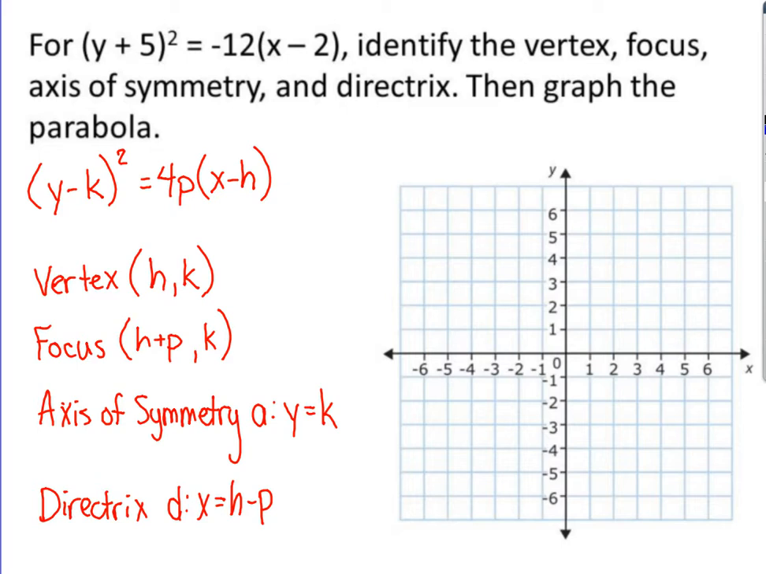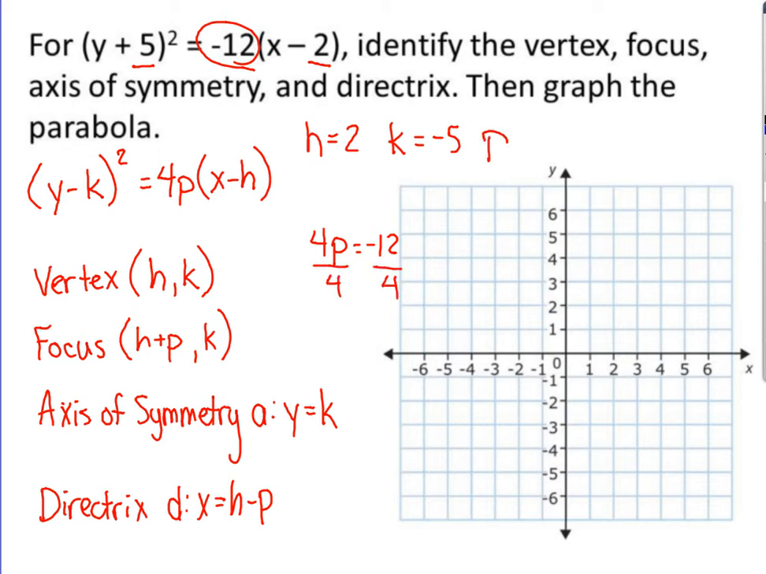Now when we find our values, when we pull stuff out of parentheses, remember you change your signs. So this is my k, this is my h. When we pull it out of parentheses, we change that sign. So k is going to equal, when we pull it out and change our sign, negative 5. We need to find our p value. This right here is equal to our 4p. So if we divide both sides by 4, we're going to get that our p value is negative 3.